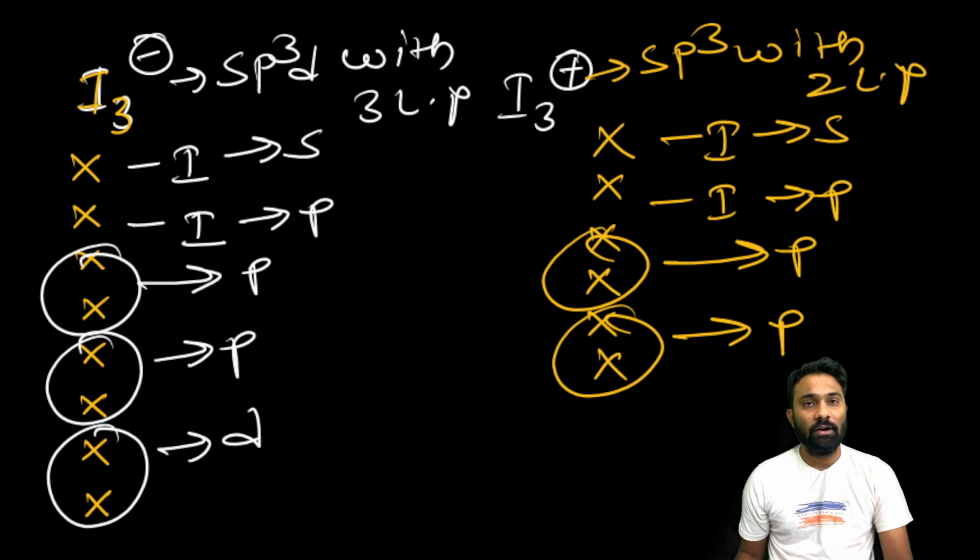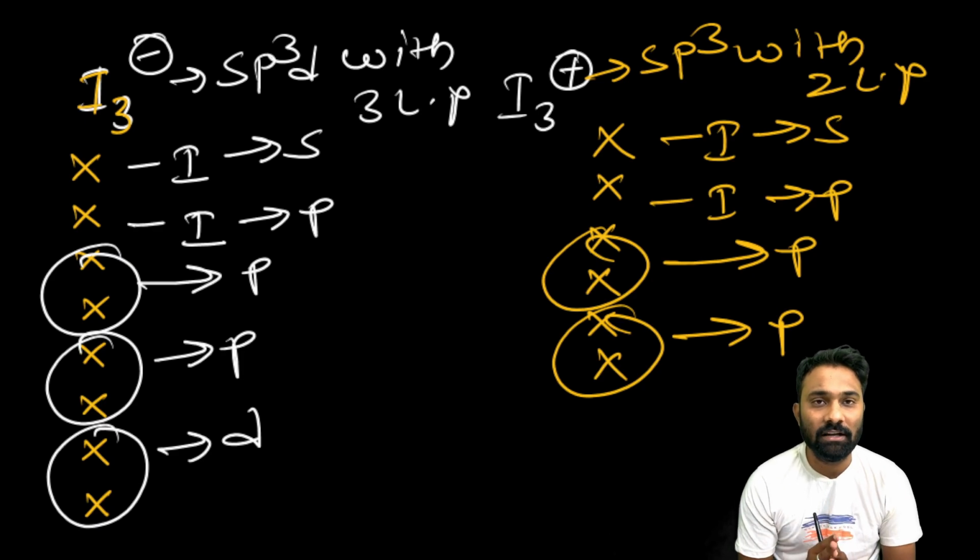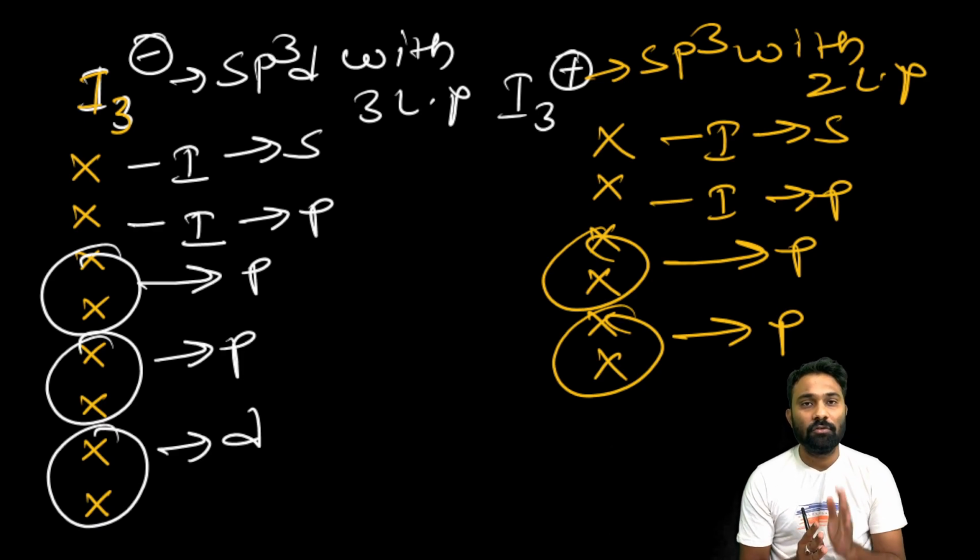Clear? Now this is the simple trick to identify the number of lone pairs of electrons on the central atom and the hybridization. Clear? Now next we will see the other trick in the next video.